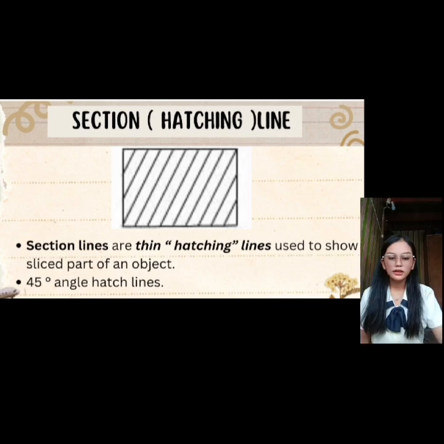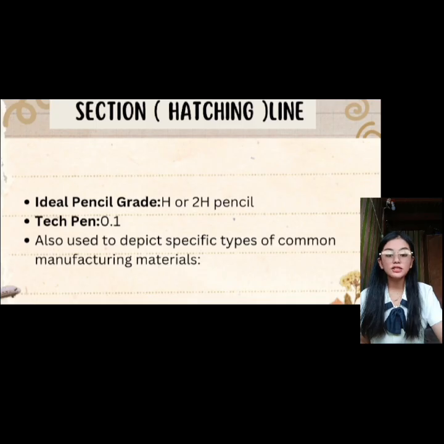Next one, the next line is a section or hatching line. Section line, thin diagonal lines usually at a 45 degrees angle drawn inside on the object surface in a technical drawing. It shows the cut surface of an object when it is sliced open in a section view.